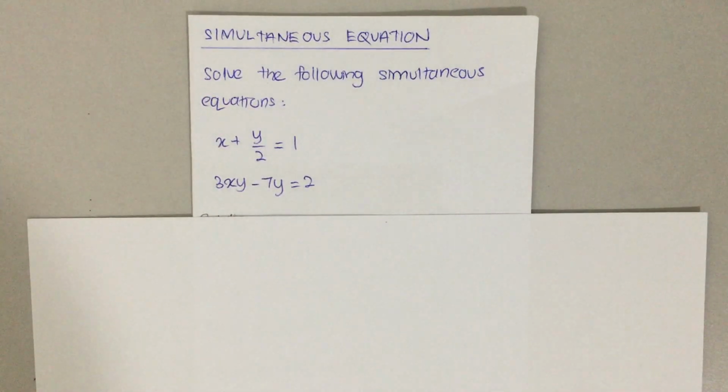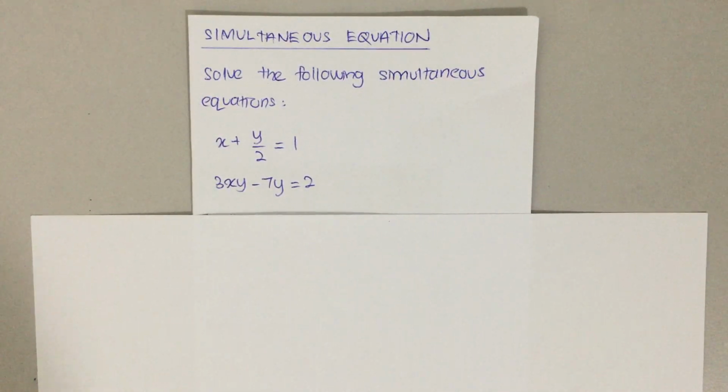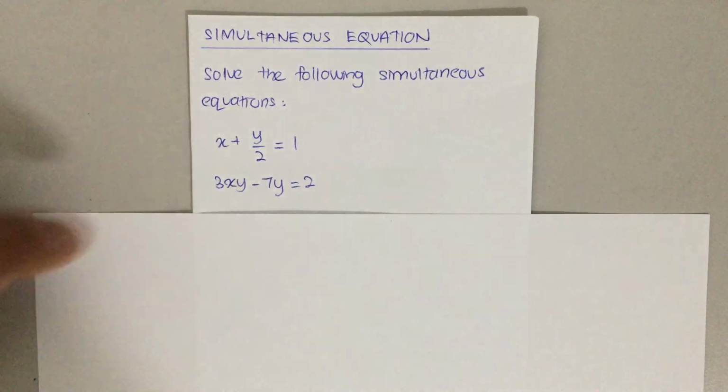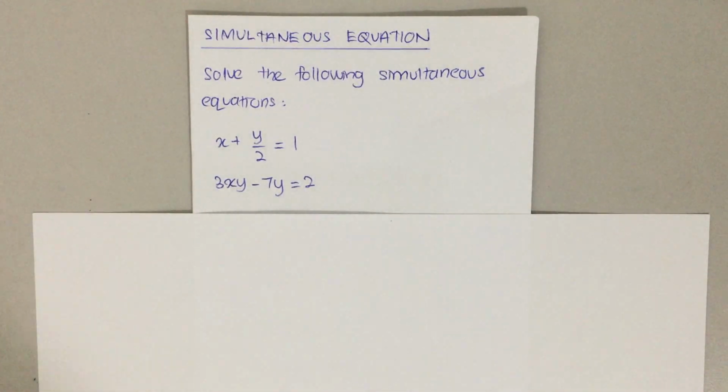Okay, this is question number 2. In this question, they ask to solve the following simultaneous equations: x plus y over 2 equals 1, where this linear equation involves a fraction, and then a non-linear equation, which is 3xy minus 7y equals 2. Alright guys, I'm going to show you the step-by-step working on how to solve this problem.